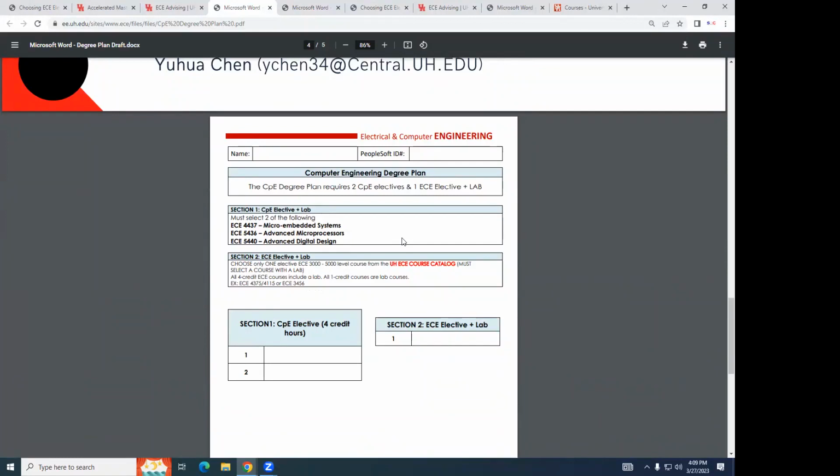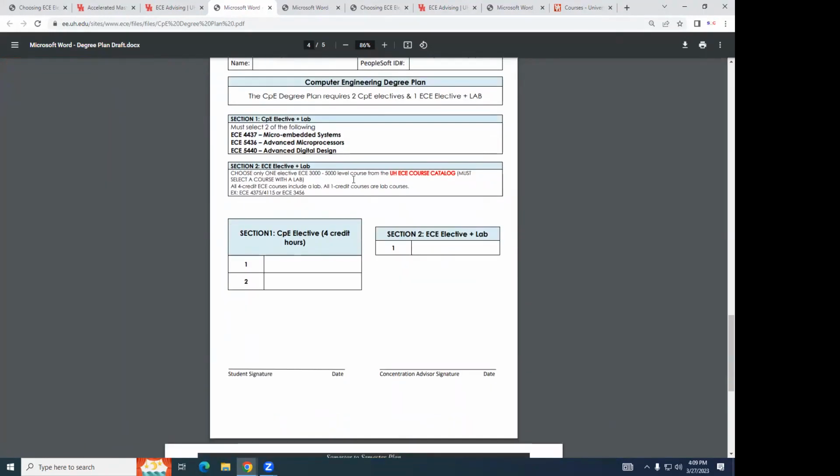So the computer engineering degree plan is pretty straightforward. You need to choose 2 of these 3 courses, and you need to choose an ECE elective and lab, and those things go in here. This needs to be signed by the concentration area advisor, Dr. Yu-Hua Chen. There is sometimes difficulty picking an ECE elective and lab, because many of the courses that CPE students want don't have labs. And we don't have many 1-credit courses, except for 2100, which doesn't count.